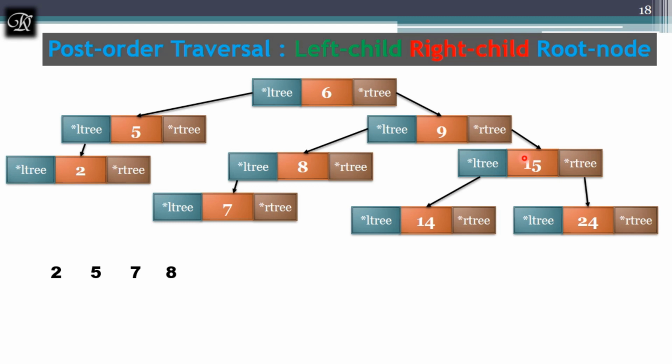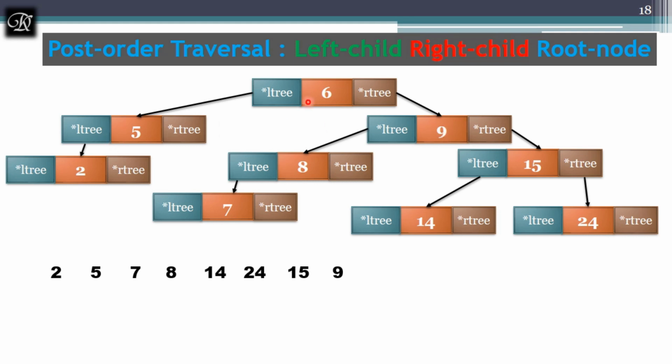So 15, check whether it has a left child or right child. It has a left child. First go to 14 and check whether it's a leaf node. Yes, it's a leaf node, print 14. Get back and check the right child, whether 24 is a leaf node. Yes, it is a leaf node, print it. Now I have finished both the children of 15, so print the root of these two nodes, that is 15. Now I have finished 9's children 8 and 15, let's print 9.